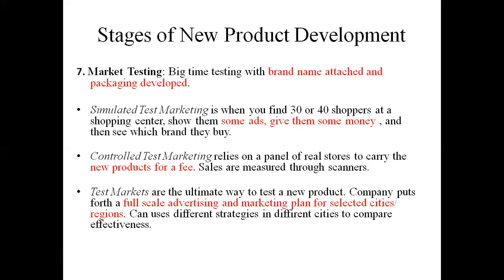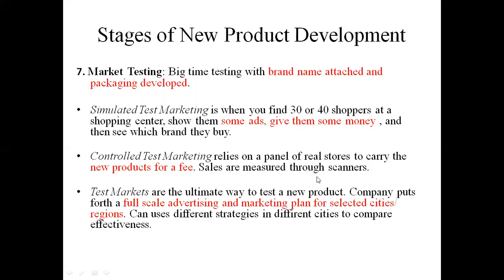Okay, now you have shown them the ad of that product, and after that you will analyze their behavior, whether they are going to buy it or not. Second one is control test marketing. Under control test marketing, you do a test on a panel of real stores. Okay, actual places you will go, and you will carry the new product for a fee. You will see the sales of the product measured through a scanner.